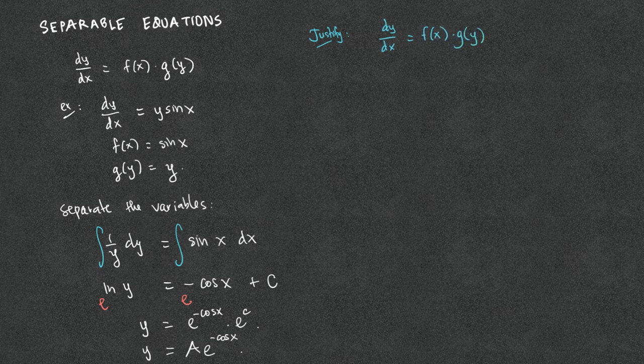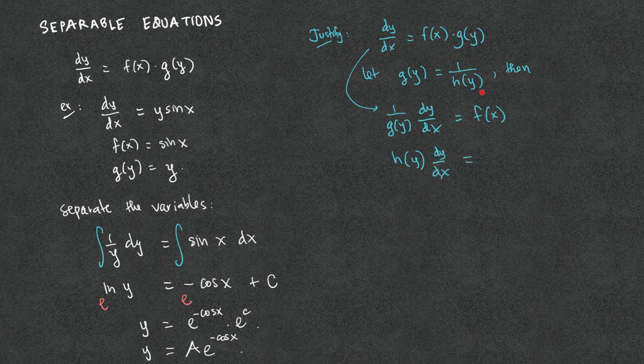Suppose we have dy over dx equals f of x times g of y. If we let g of y equal 1 over h of y, then we can rewrite dy/dx as 1 over g of y times dy/dx equals f of x, by dividing both sides by g of y. And then 1 over g of y is now h of y. So we replace 1 over g of y with h of y. But y is a function of x, so y equals y of x. So dy over dx is y prime of x.